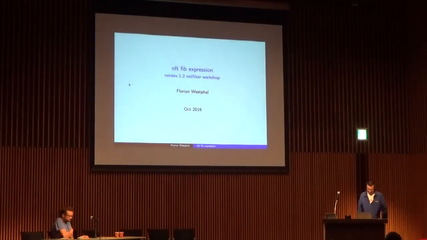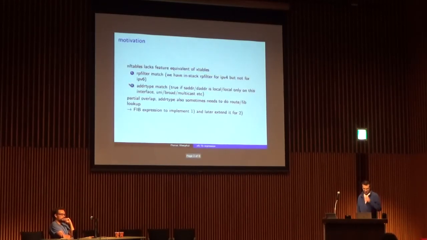Thanks. Yes, thank you. So I will talk a bit about the ongoing work on the FIB expression to allow querying the routing tables from nftables. The motivation is basically to implement two features that iptables, respectively ip6tables, has.